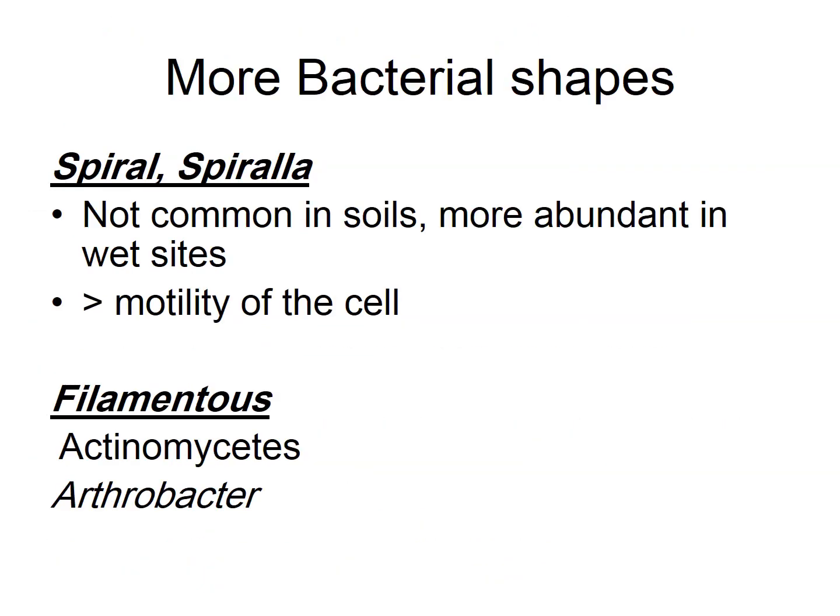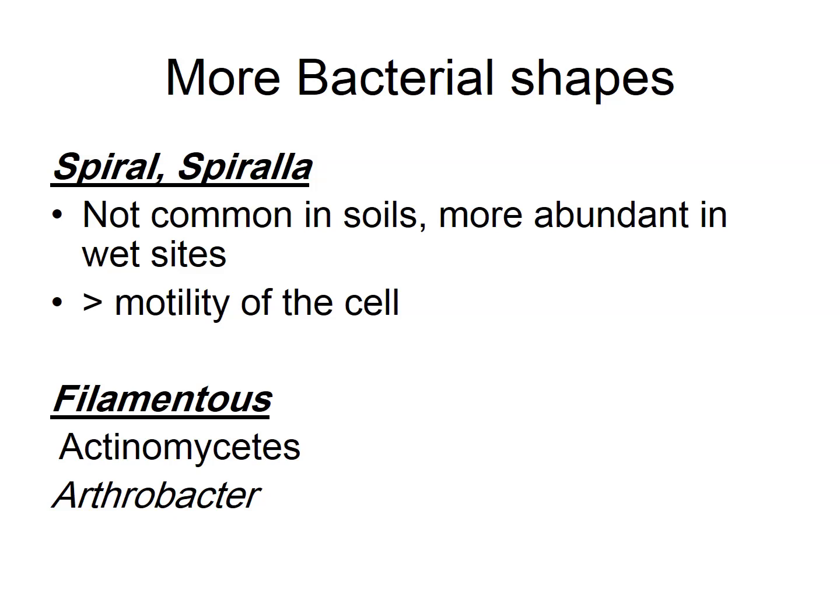The other bacterial shape, as we mentioned before, is the spiral shape. This is not very common in soil. It's more in wet sites, because the spiral shape gives the bacteria the ability to move and become motile, and it is found more in submerged soils or mostly wet environments.